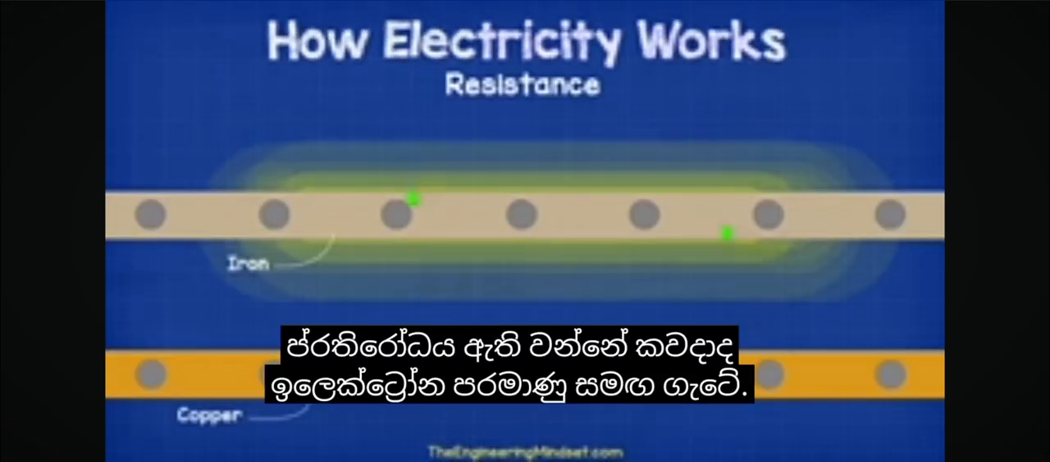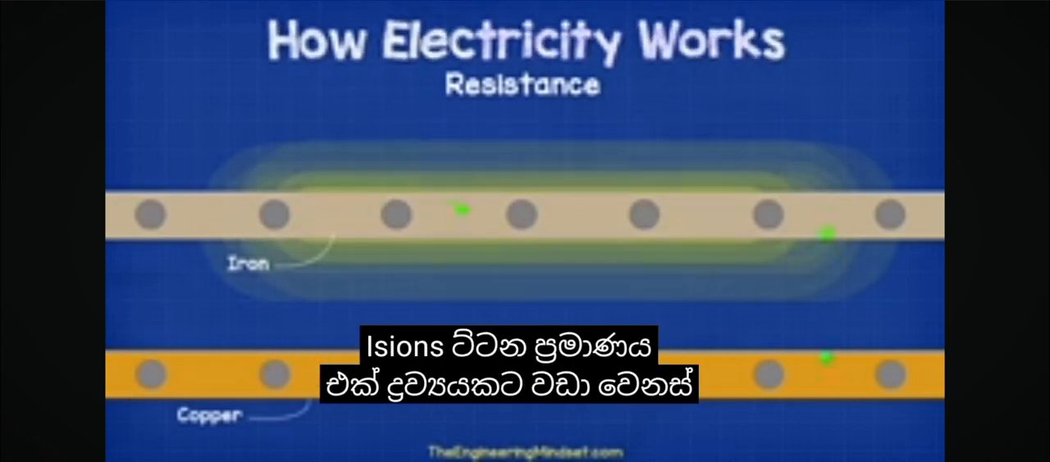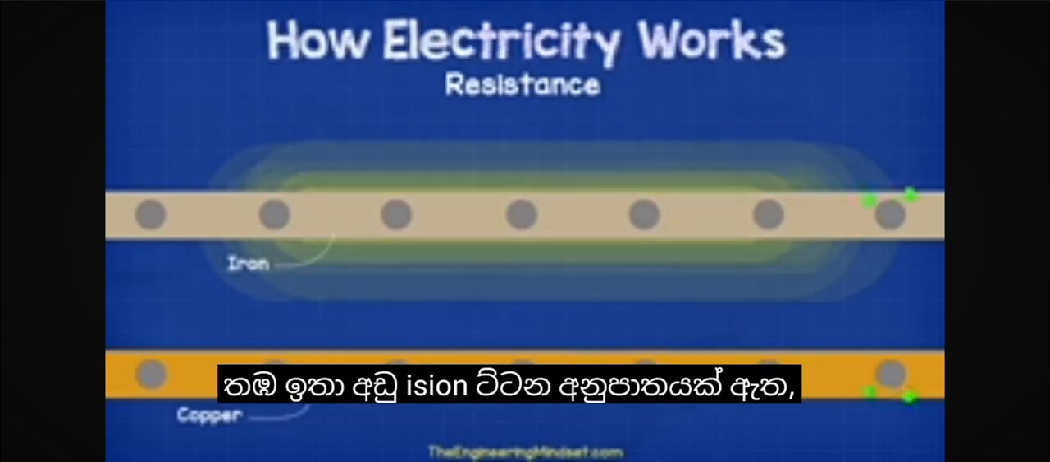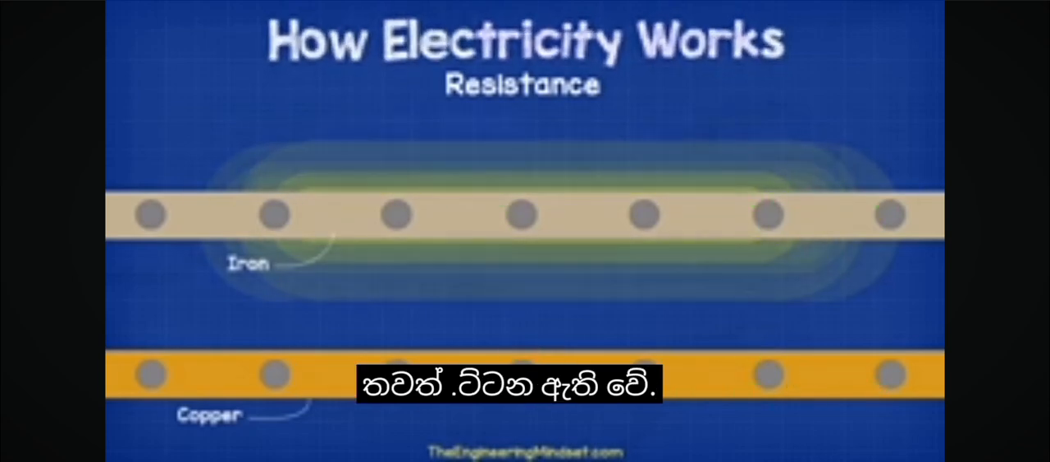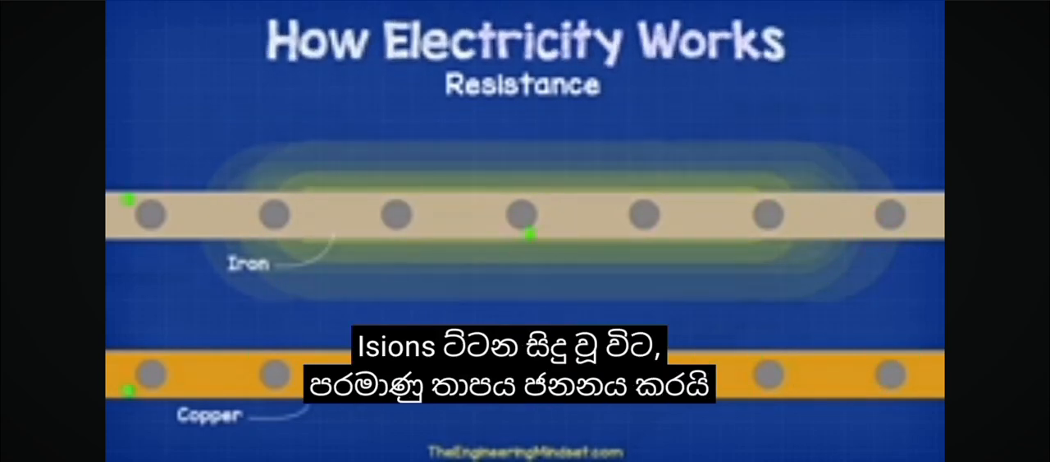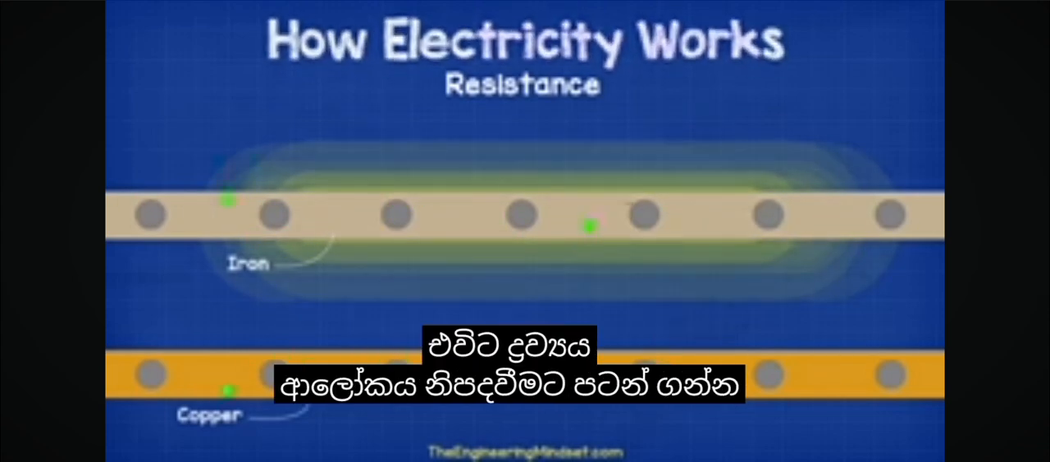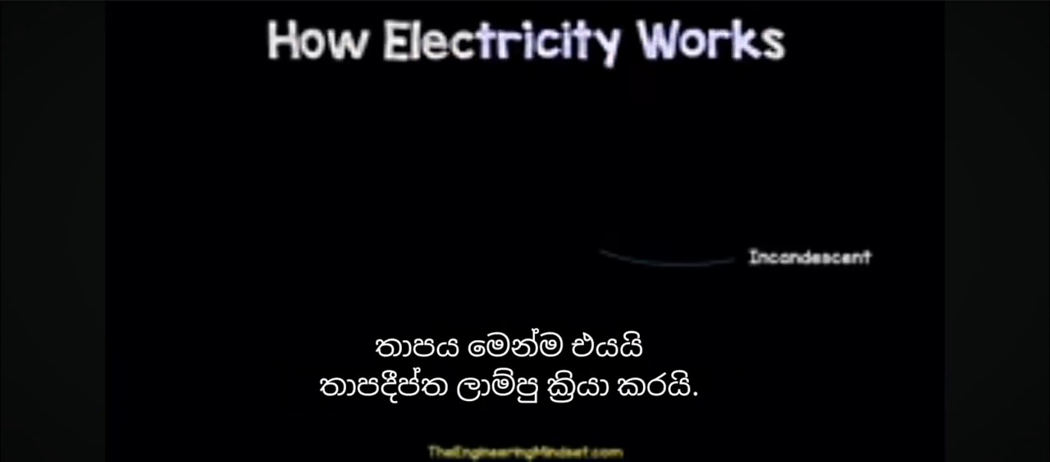Resistance occurs when electrons collide with atoms. The amount of collisions is different from one material to another. Copper has a very low collision rate, but other materials such as iron will have much more collisions. When collisions occur, the atoms generate heat, and at a certain temperature the material will then start to produce light as well as heat, which is how incandescent lamps work.